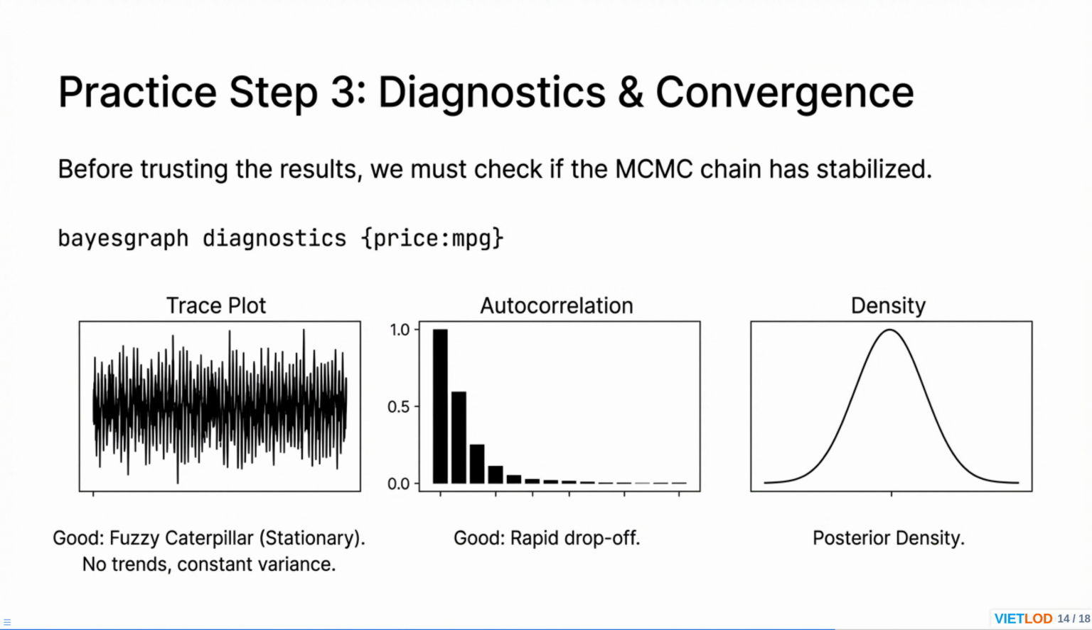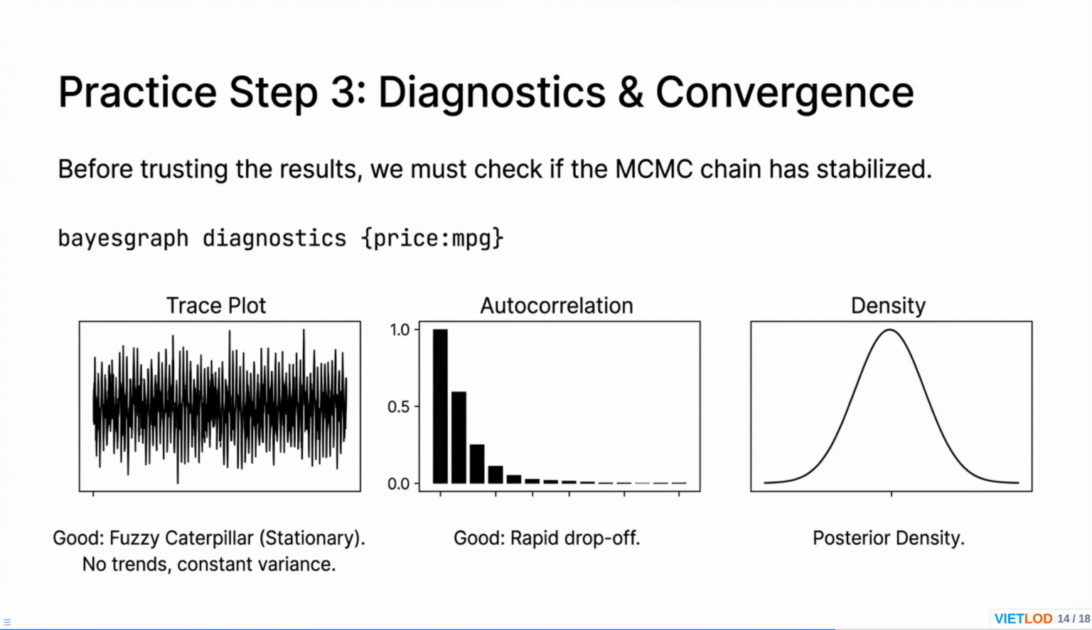After running a model, it's absolutely crucial to check if the Markov chain Monte Carlo, or MCMC, simulation has truly stabilized and converged. We use the bayesgraph diagnostics command for this essential visual assessment. The first plot, the trace plot, visualizes the value of a parameter at each iteration of the simulation. A healthy trace plot should resemble a fuzzy caterpillar, showing no upward or downward trends and constant variance, which confirms the chain is stationary and properly exploring the parameter space.